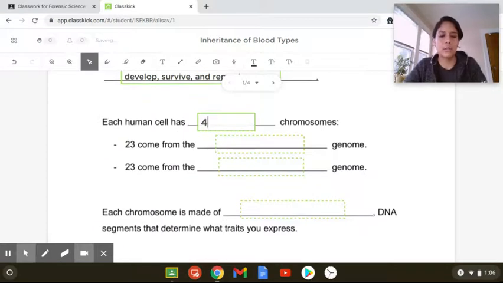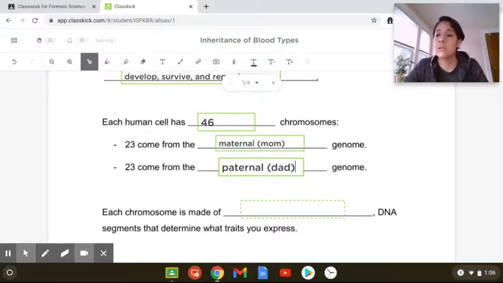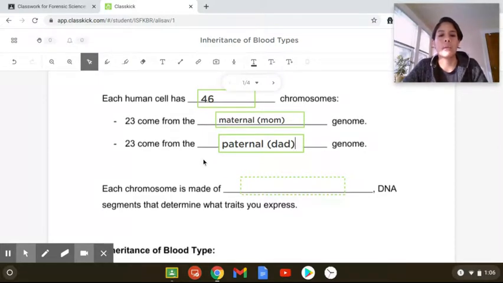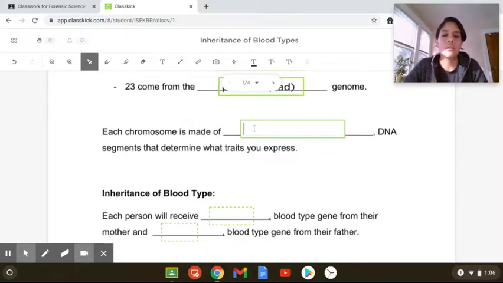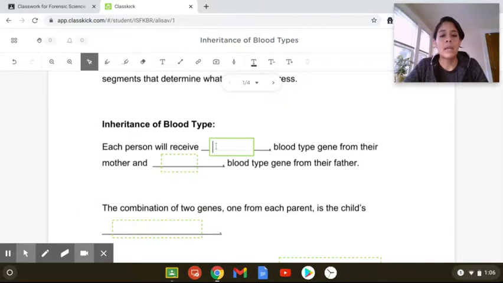Each human cell has 46 chromosomes. 23 come from the maternal, or the female or mom genome, and 23 come from what is called the paternal, the male or dad genome. So you're going to get half of your genes from mom and half from dad, to total 46 chromosomes. Each chromosome is made up of genes, which are DNA segments that determine what traits you express. Each person will receive one blood type gene from their mother and one blood type gene from their father.